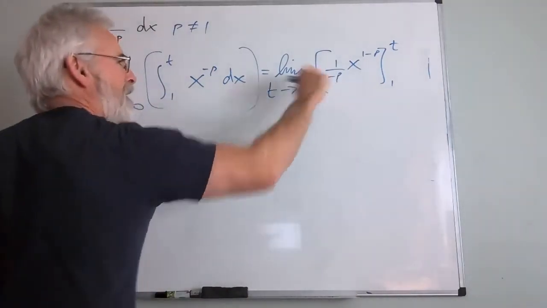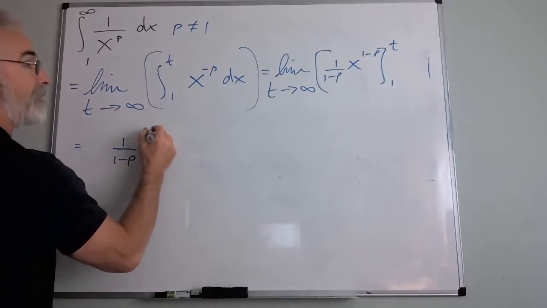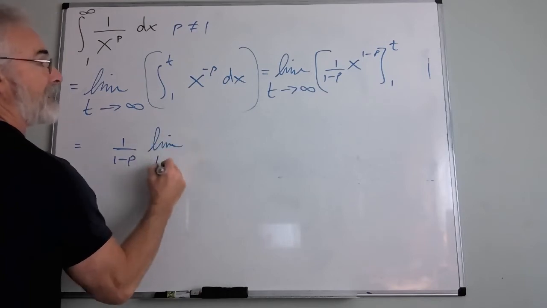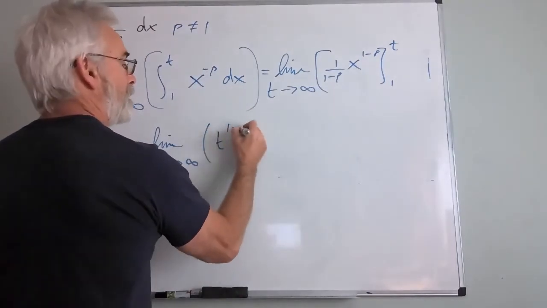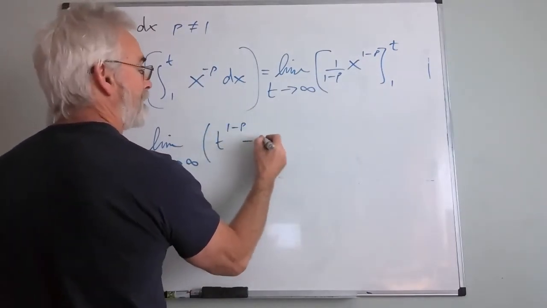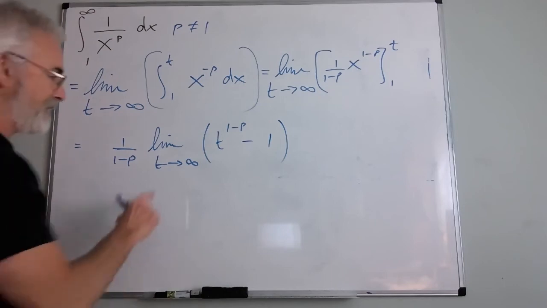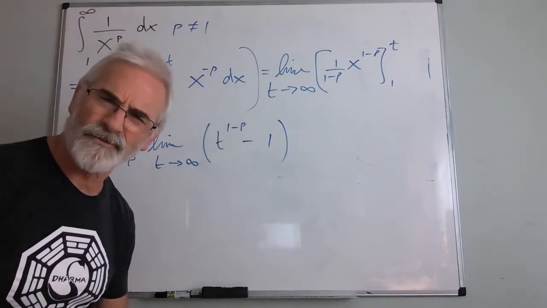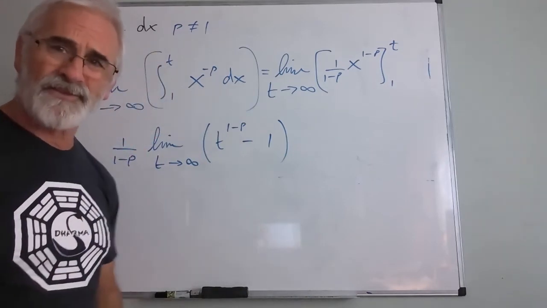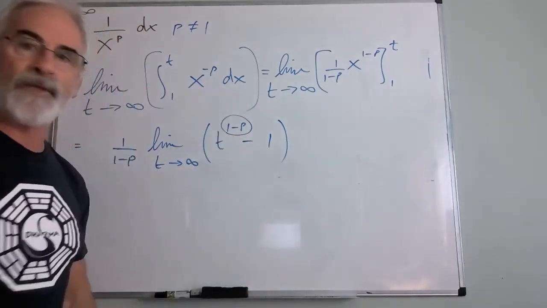So I can pull that out in front if you'd like. I can write that as 1 over 1 minus p. And then what I have left is the limit as t goes to infinity of t to the 1 minus p power minus 1 to the 1 minus p power. Ooh, so t is going to infinity. Does that mean that's going to infinity? Or does that mean that's going to 0? Could it be either one? It kind of depends on p, doesn't it? Does everybody see that right now? Kind of depends on whether that's positive or negative.